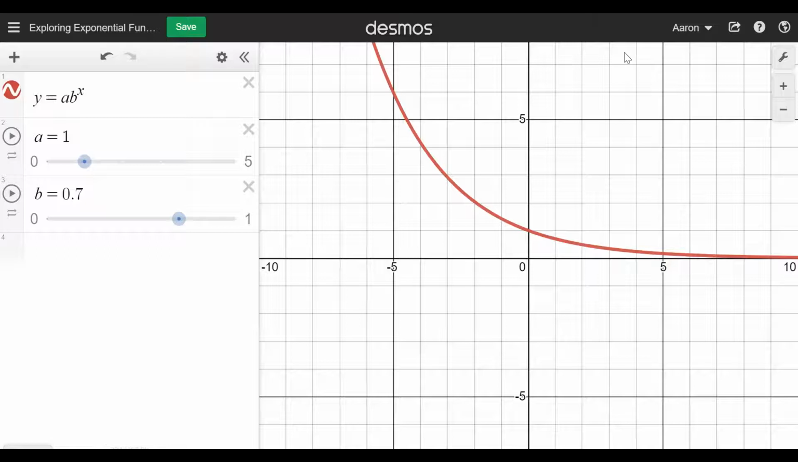Try a different one. Try changing your A value to negative and your B value to be above 1. Pause the video here and let's see the next one.